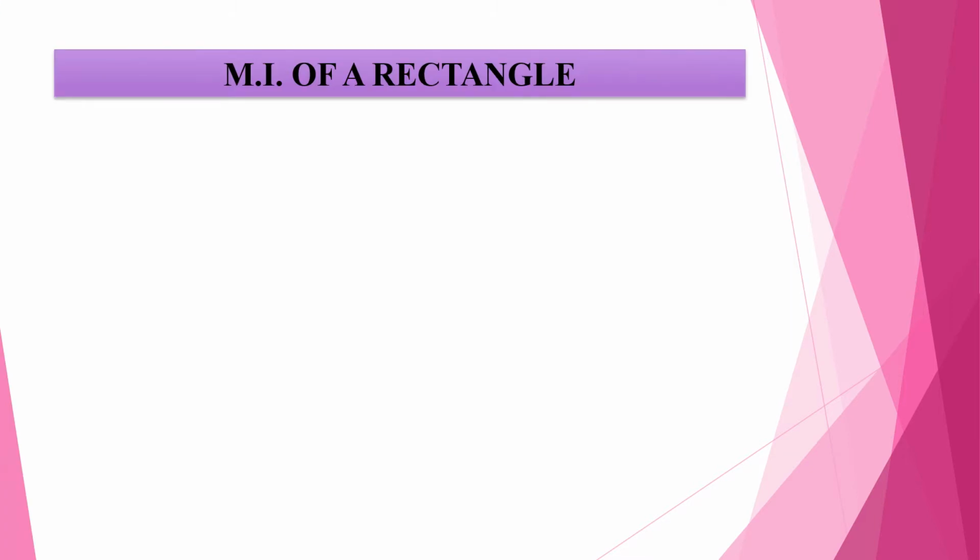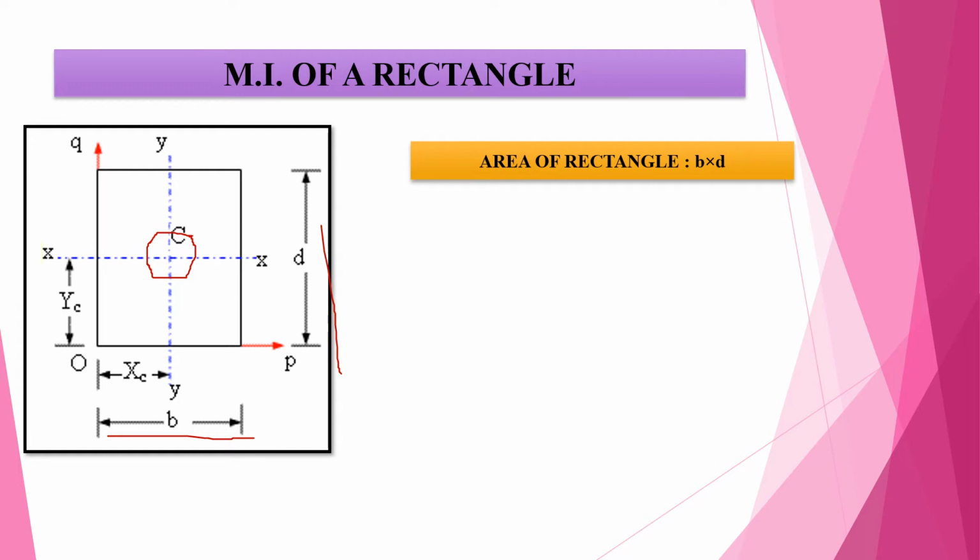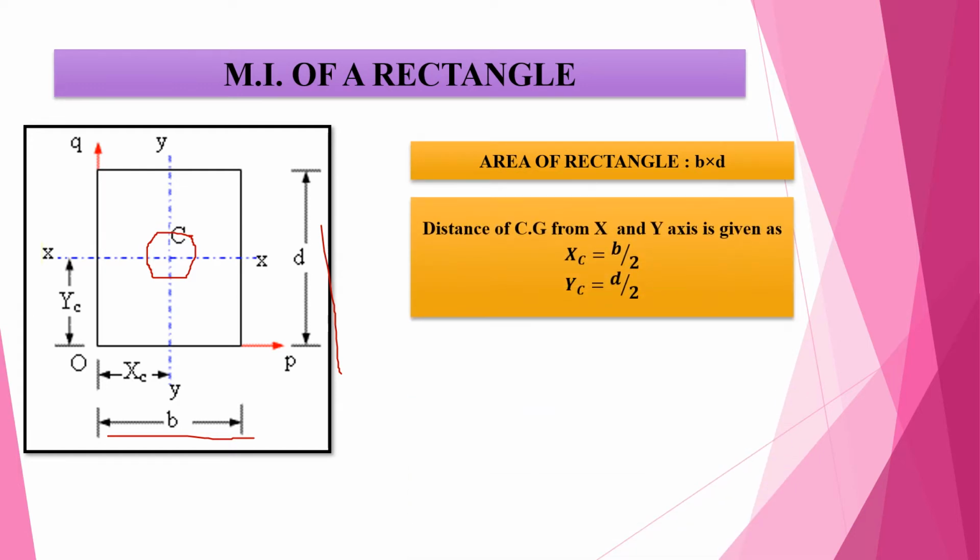So the first standard shape is a rectangle. Here is a rectangle having dimensions b as the width and d as the depth, and C is the center of gravity, which is located at the intersection of the x-x axis and y-y axis. The area of a rectangle is given as b into d. The distance of the CG from the x and y axes: x is the distance of the center of gravity from the y axis and y is the distance of the center of gravity from the x axis, given as x equals b by 2 and y equals d by 2.